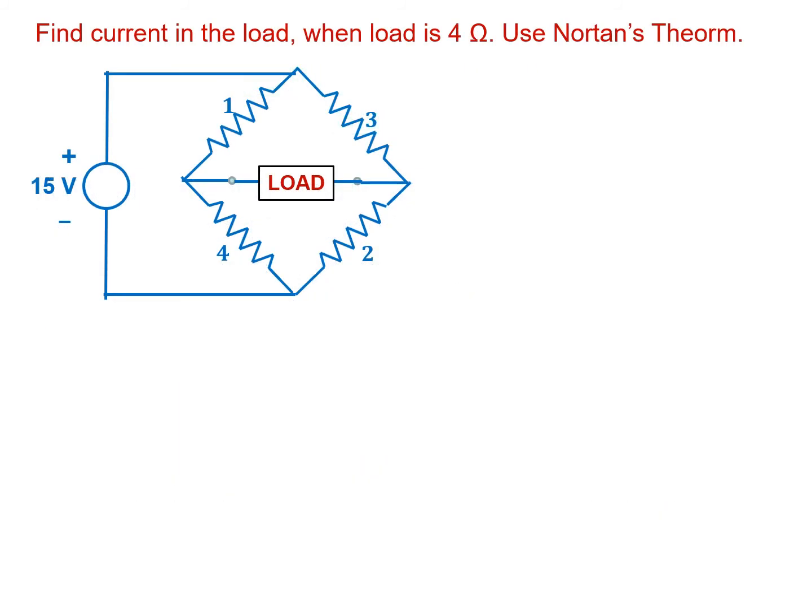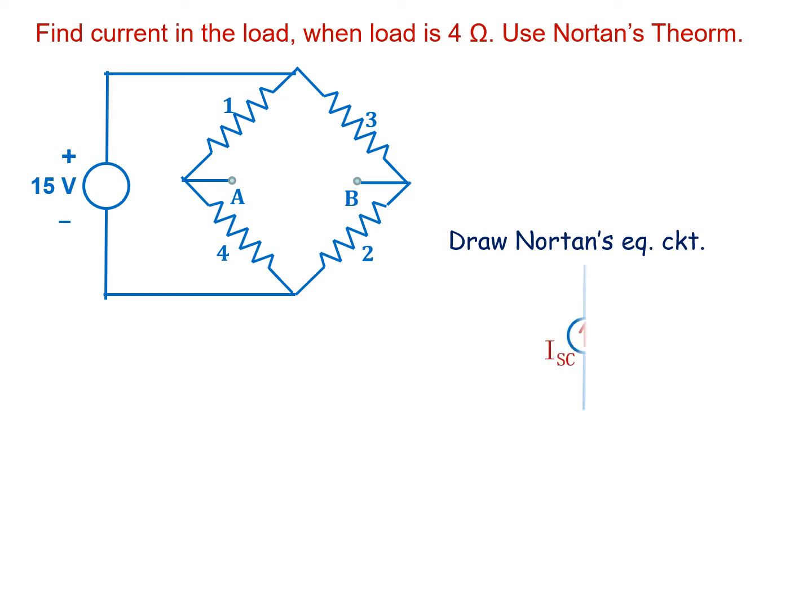Find the current through the load when the load is given as 4 ohm resistance using Norton's theorem. Mark the load terminals as A and B. Open the load. This circuit should be replaced by the Norton's equivalent circuit. We know as per the Norton's theorem, Norton's equivalent circuit is the short circuit current in parallel with R Thevenin to the open circuit load terminals.